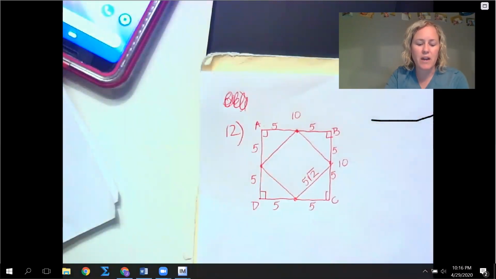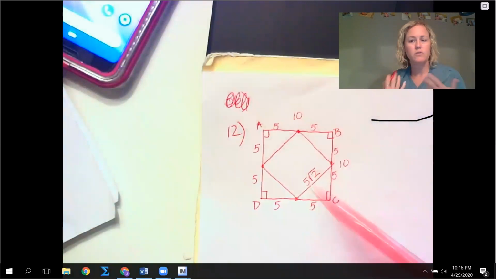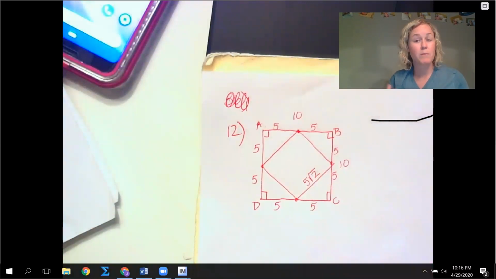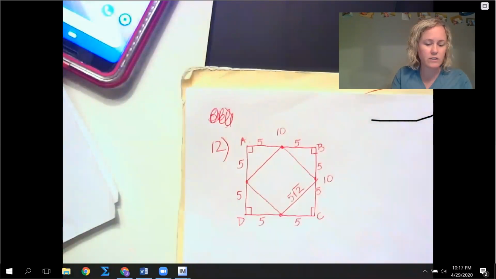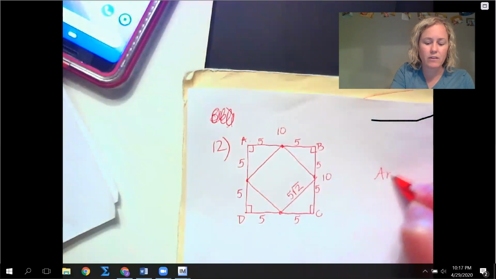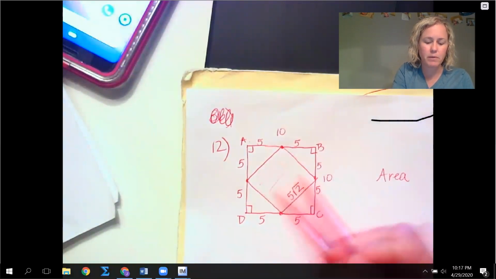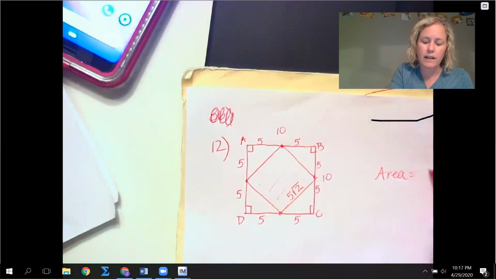Some of you did the Pythagorean theorem to figure out this side. You still got 5 square root 2. Or you might have gotten the square root of 50, but that simplifies to 5 square root 2. So then you had 2 questions. What is the area of this small shape? Area is length times width.